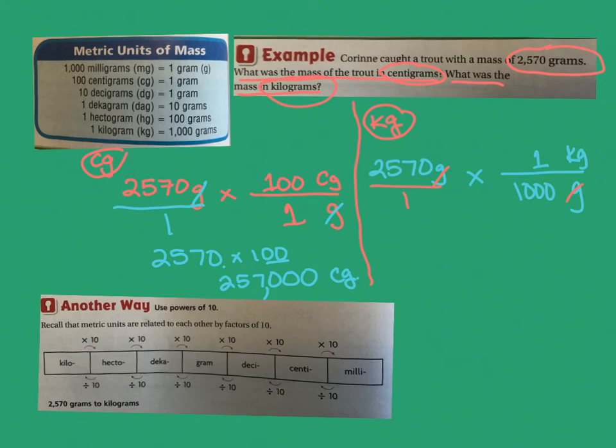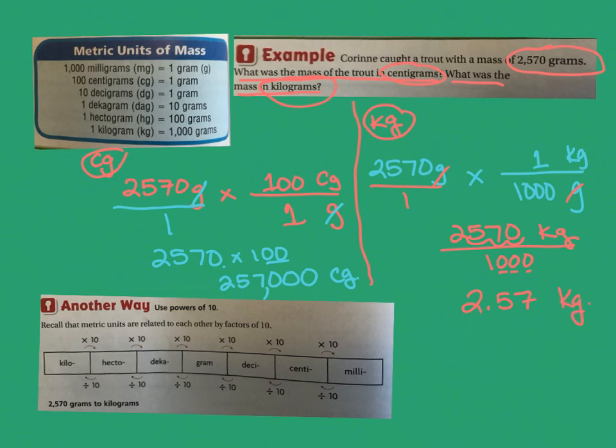I'm not going to worry about cross-reducing. I'm just going to go ahead and do my multiplication straight across. 2,570 times 1. And that label is still there. Over 1 times 1,000. The label was canceled out. So what I'm going to do is 2,570 divided by 1,000. When we divide with bases of 10, we take the decimal and we move it to the left. And I'm going to move it 1, 2, 3 times to get 2.570. I can drop that 0 off there. So 2.57 kilograms is the answer to that.